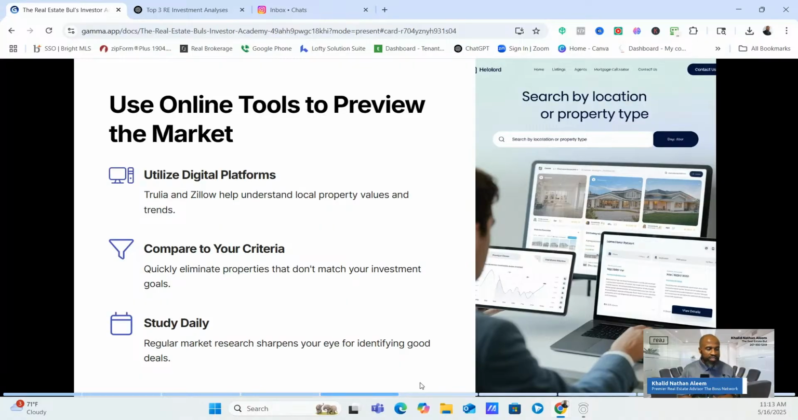Study daily. Regular market research sharpens your eyes for identifying good deals. So you want to look at the areas that you have pinpointed regularly. For example, not Philadelphia, because Philadelphia is too broad. You may want to invest only in South Philly, or maybe just West Philly, or maybe just North Philly around Temple. So study the area daily. Let's move on.